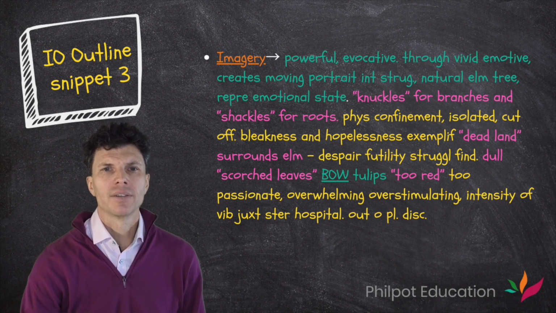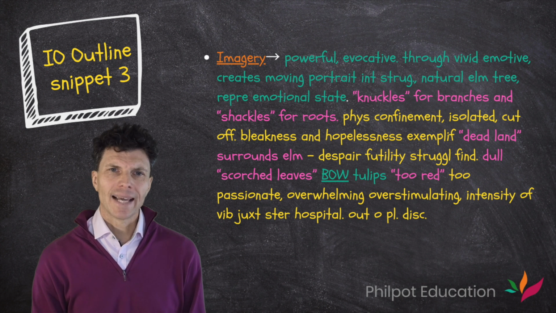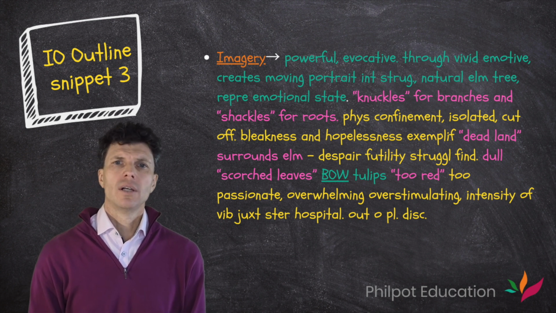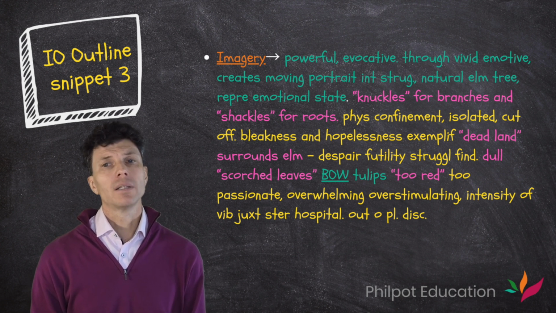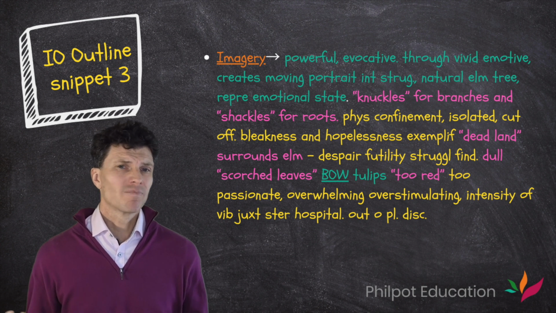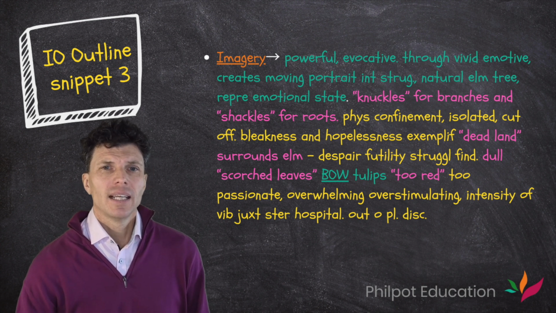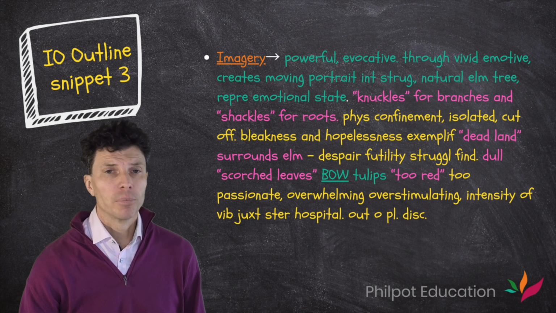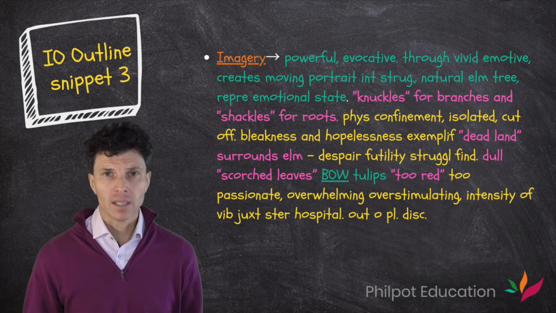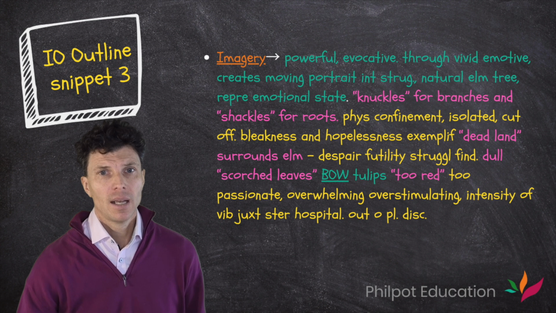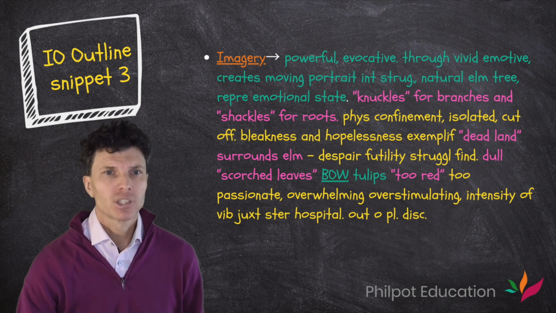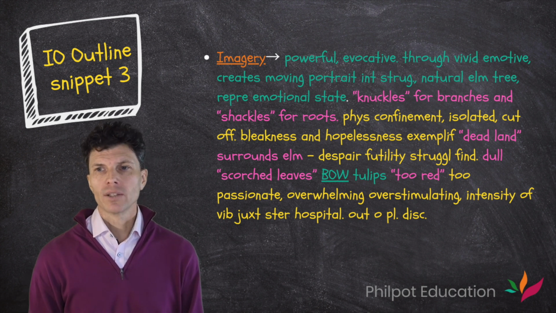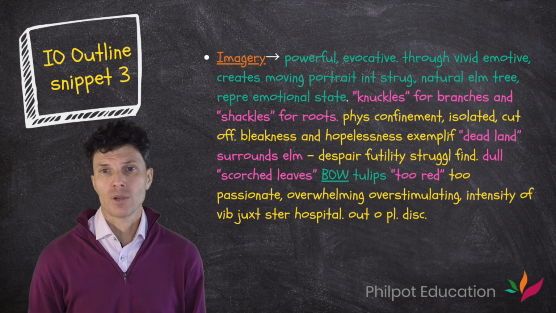But something else is happening here that's a little concerning. If you look at the last sentence, "vib juxt stir, hospital, out, o, pull, disc," I don't know what that means. I don't think you do either. It makes sense to him because those are abbreviations to a script that he seems to have memorized. And if that's alarming, check out this next outline where a student has taken that to an extreme.